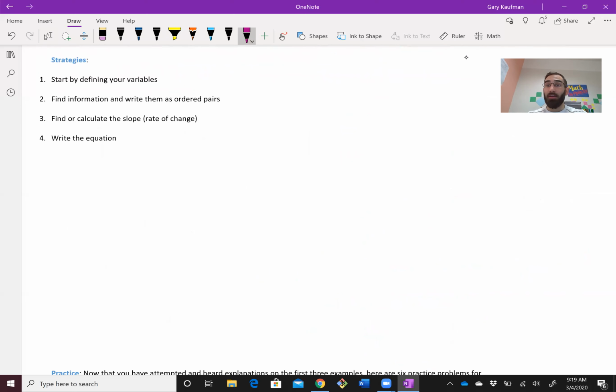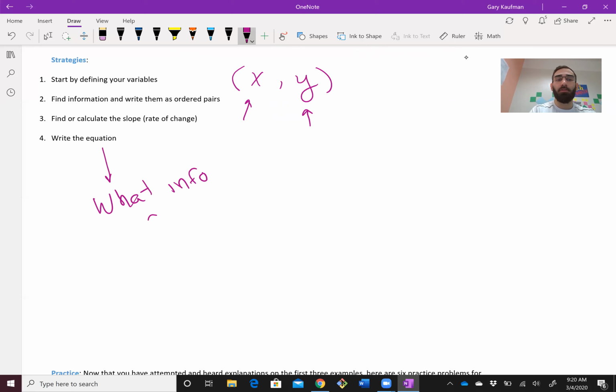So these were the strategies that we just talked about. Define the variables first. Make sure you know your variables. Find information and write them as ordered pairs. So this is what I was saying, x, y. What is x and y? Write them in. If you have the slope, great. Otherwise, find it. And then write your equation. Decide what info do I have. If it's a point and a slope, let's go point-slope form. If it's a slope and a y-intercept, let's go slope-intercept form.